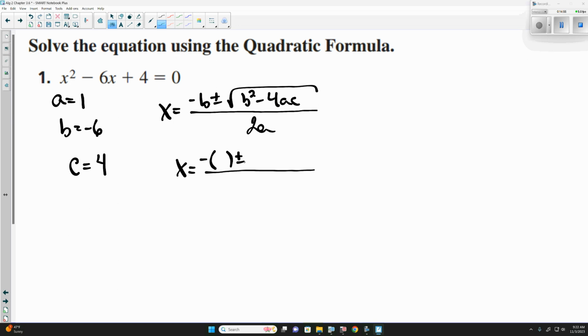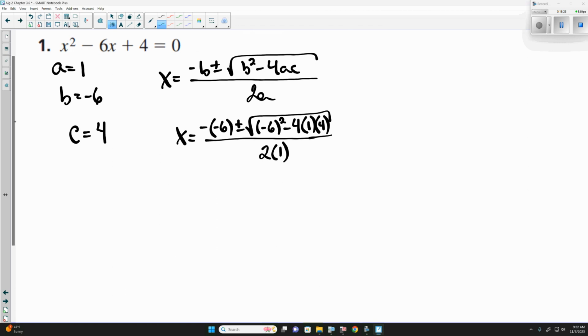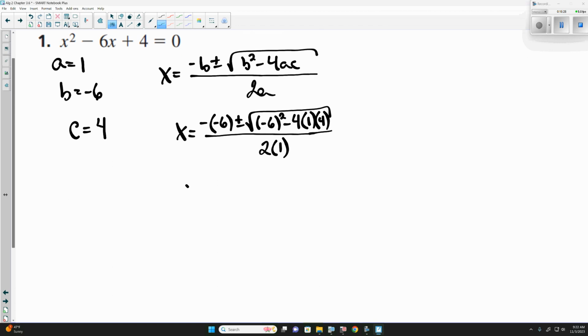So again, since we do have our a, b, and c, we can plug them in. So we'll say negative b, so negative negative 6, plus or minus the square root of negative 6 squared minus 4. Our a value is 1, and our c value is 4. All over 2 times a, which would be 2 times 1. Questions on how we plugged any of this in?